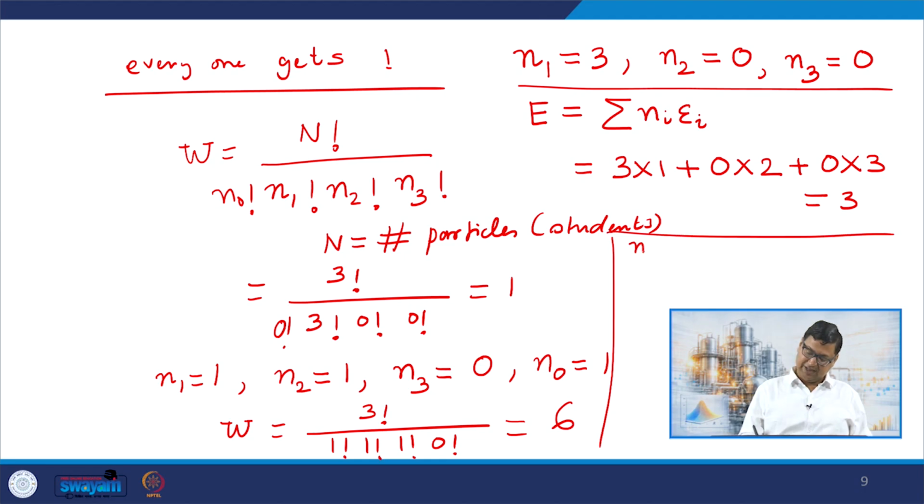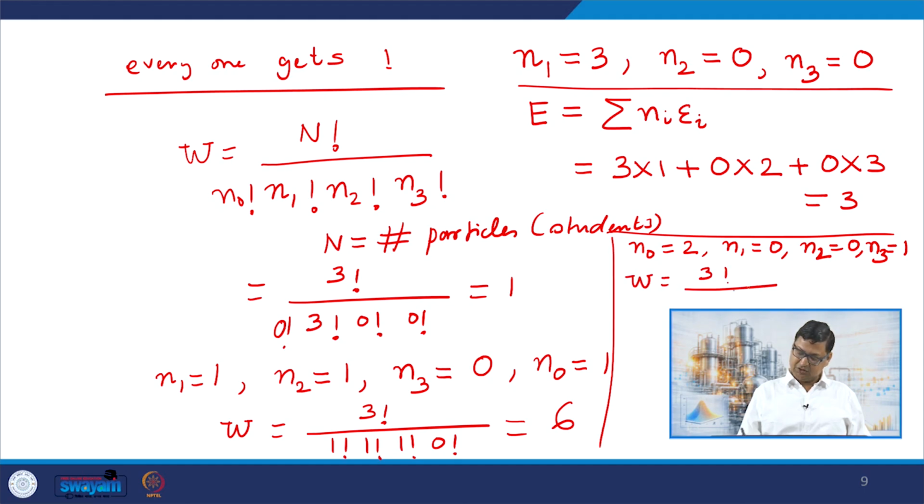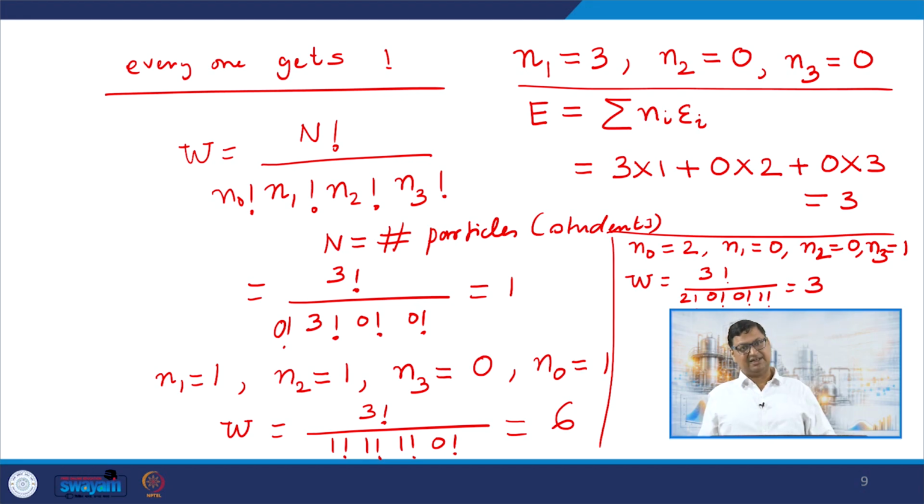So, in that case we will have the number of people having 0 chocolates equal to 2, the number of people having 1 chocolate equal to 0, the number of people having 2 chocolates still 0, and the number of people having 3 chocolates equal to 1. That gives me W equal to 3 factorial by 2 factorial, 0 factorial, 0 factorial, 1 factorial, which is equal to 3, and that is of course less than 6, but is still more than 1, right.